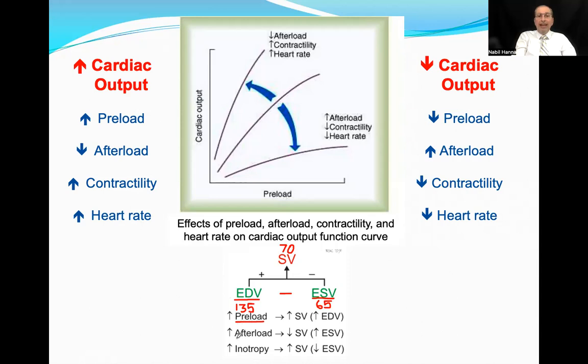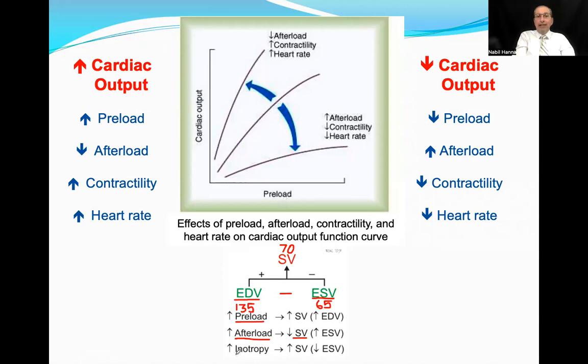When you increase the afterload, the stroke volume goes down because you're making it more difficult for the heart. When I increase the difficulty of the test, the grades go down. And when the stroke volume goes down, more blood remains in the heart. So the end systolic volume increases.